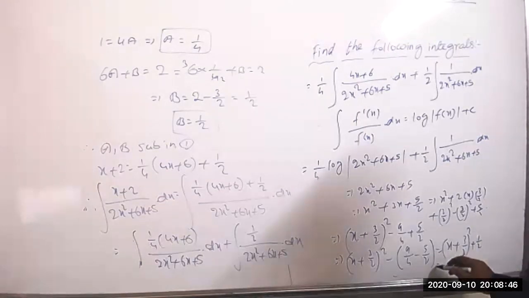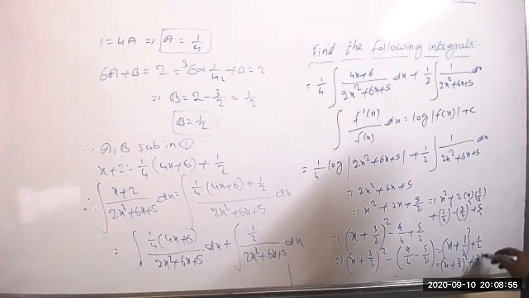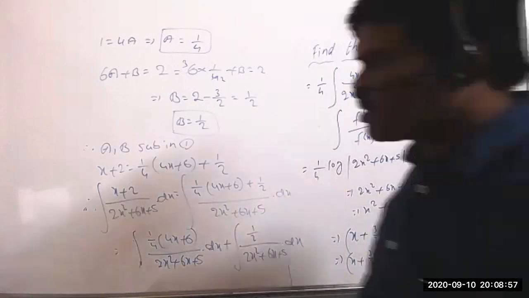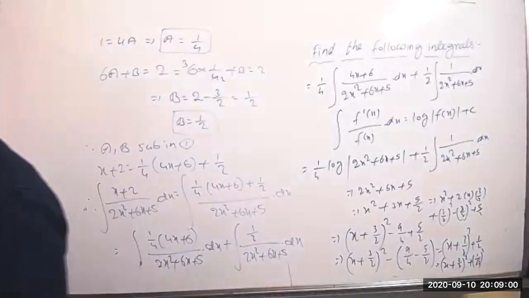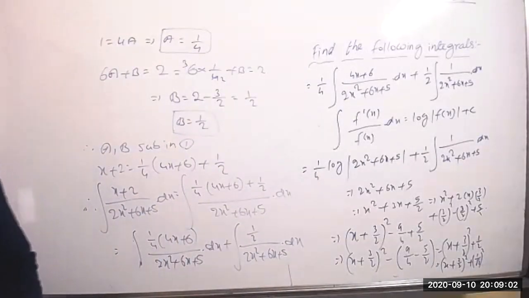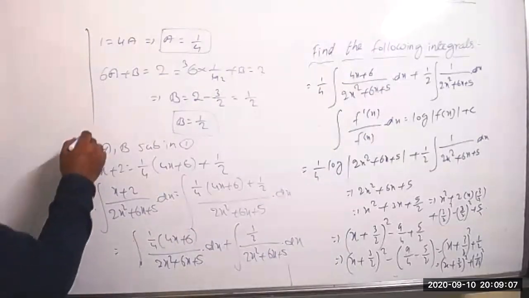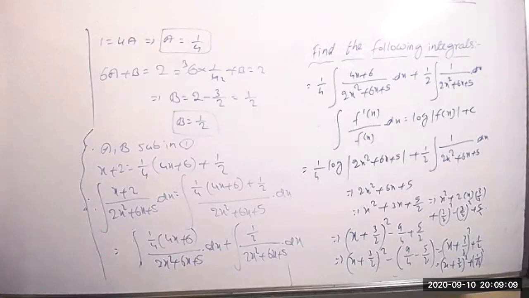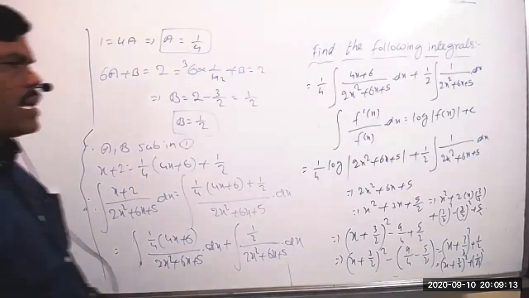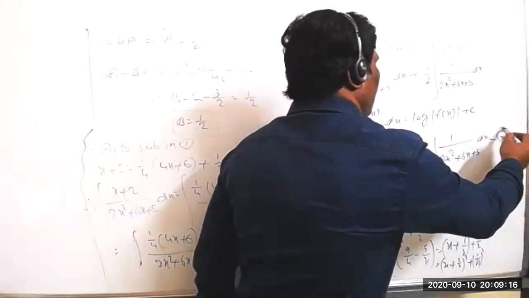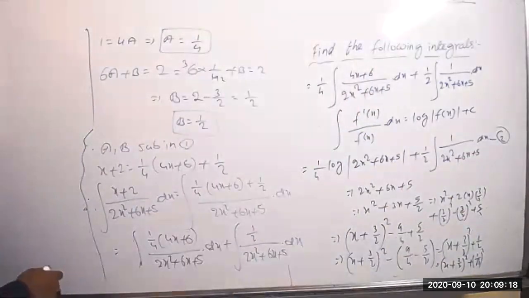So plus 1 by 2 can be written as x plus 3 by 2 whole square plus 1 by root 2 whole square also you can write. That entire thing you can substitute in the given problem. Substitute in there now. If you want, this is equation number 2 you can take, no problem, because you can find it separately and substitute in there later.